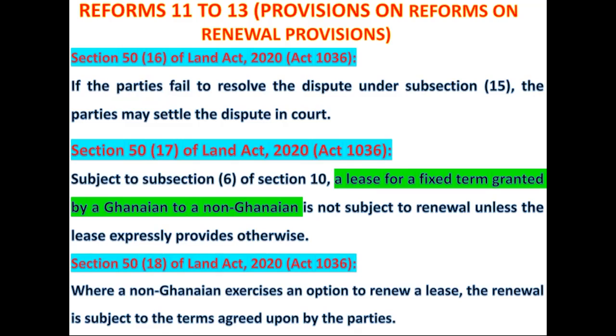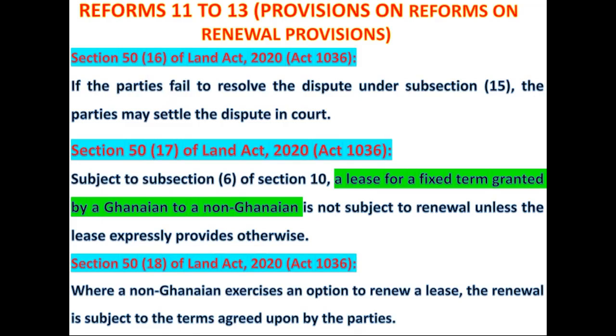So if you are not a Ghanaian and you've acquired a land, the law is saying that there is no implied term that there's going to be a renewal. That lease is not subject to a renewal unless the lease expressly provides otherwise. Meaning that the parties still have the chance to agree that a foreigner acquired a lease for 30 years, but it can be renewed for an extra 30 years or 40 years. So they say that a lease for a fixed term granted by a Ghanaian to a non-Ghanaian is not subject to renewal unless the lease expressly provides otherwise.